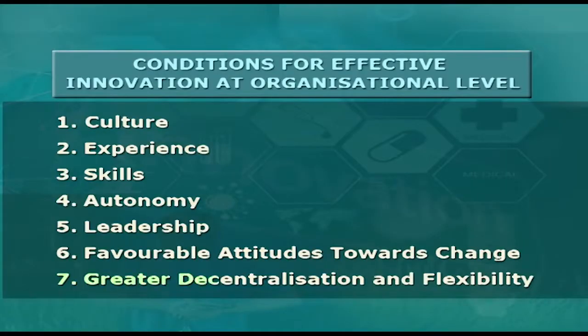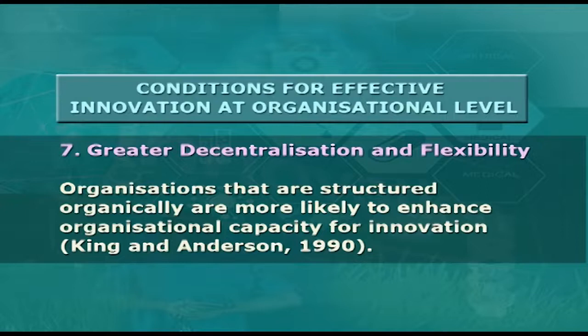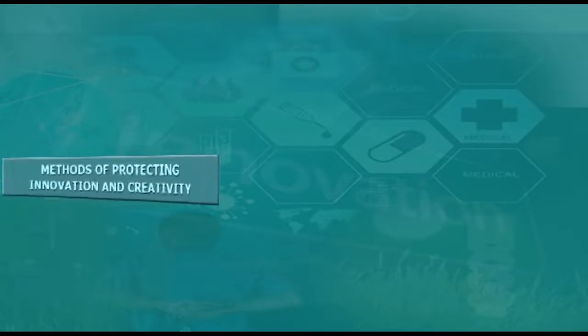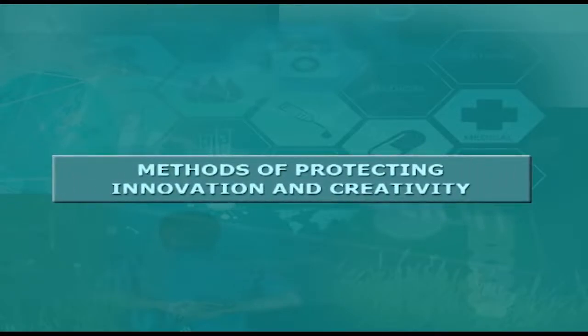Next, and the important, is greater decentralization and flexibility. Friends, organizations that are structured organically are more likely to enhance organizational capacity for innovation. Necessarily, then, the organization's capacity to move financial or other resources around different projects and activities can enhance its ability to address issues where and when they emerge, as given by Dougherty and Hardy in 1996 and Nohria and Gulati in 1996. Friends, now let us look into methods of protecting innovation and creativity.